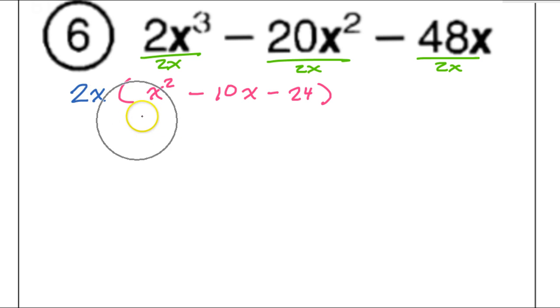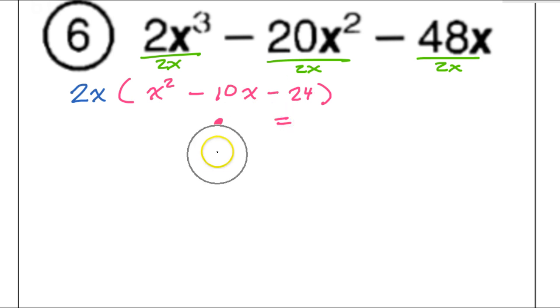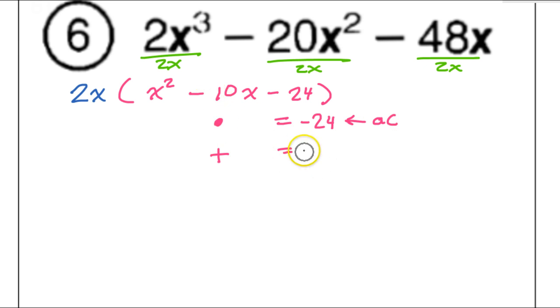Don't forget about it. But for now, go ahead and focus on the red trinomial, and we're going to do the box method on that. So again, for the box method, we start off with a product and a sum. The product comes from A times C. That's 1 times negative 24. Okay, so that's going to have to equal negative 24. The sum comes from the b value, which is -10.